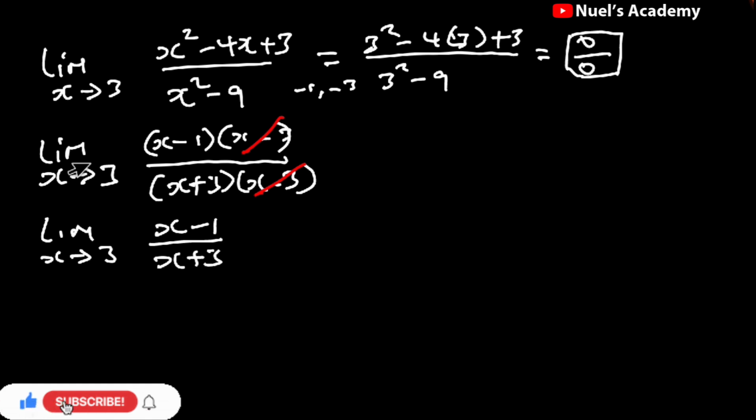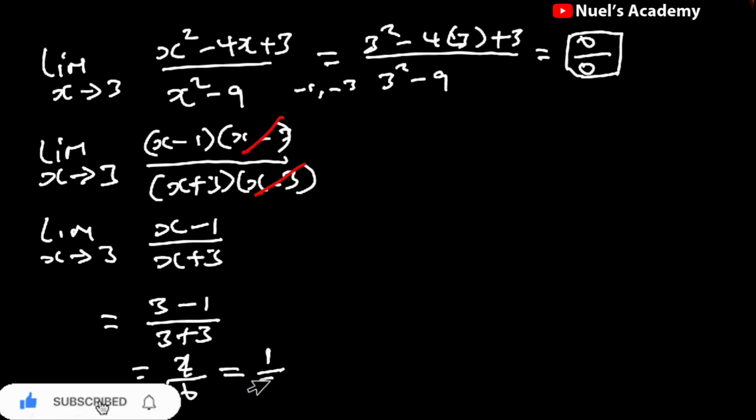So let's go ahead and substitute the value of this limit, which is 3, into this expression. So we have 3 minus 1 over 3 plus 3, which is equal to 2 over 6, since 3 minus 1 is 2 and 3 plus 3 is 6. If you reduce it further, 2 divided by 2 is 1, 6 divided by 2 is 3. So the answer to this question becomes 1 over 3.